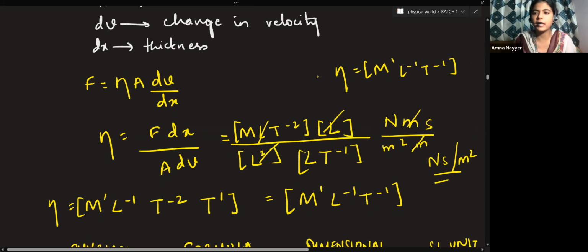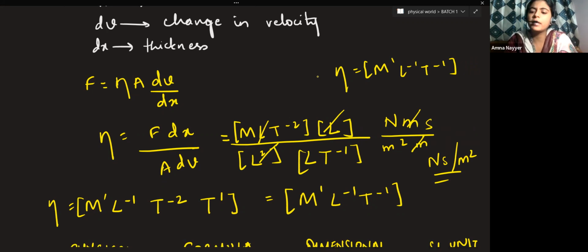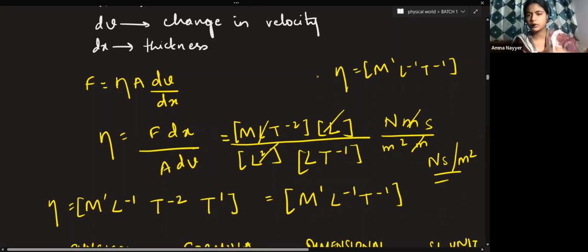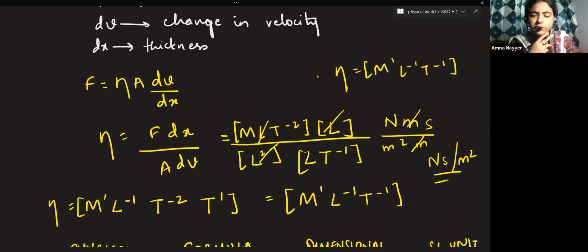Clear? In this manner, you have to write. Otherwise, in fluid mechanics, you will be studying in detail where you have decapoise and poise, and then you know the conversion of it. But if you are asked the SI unit, writing this much is also sufficient.